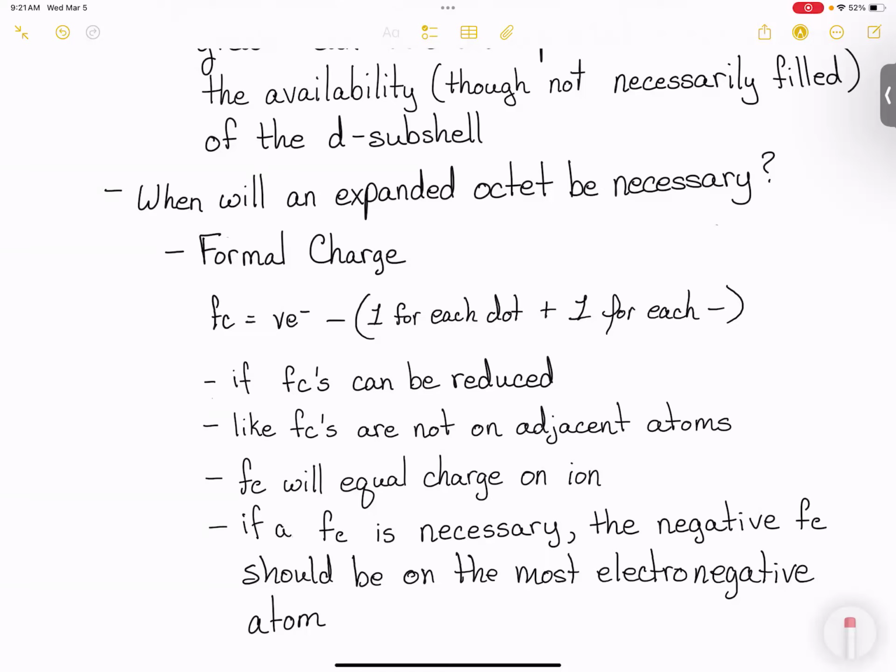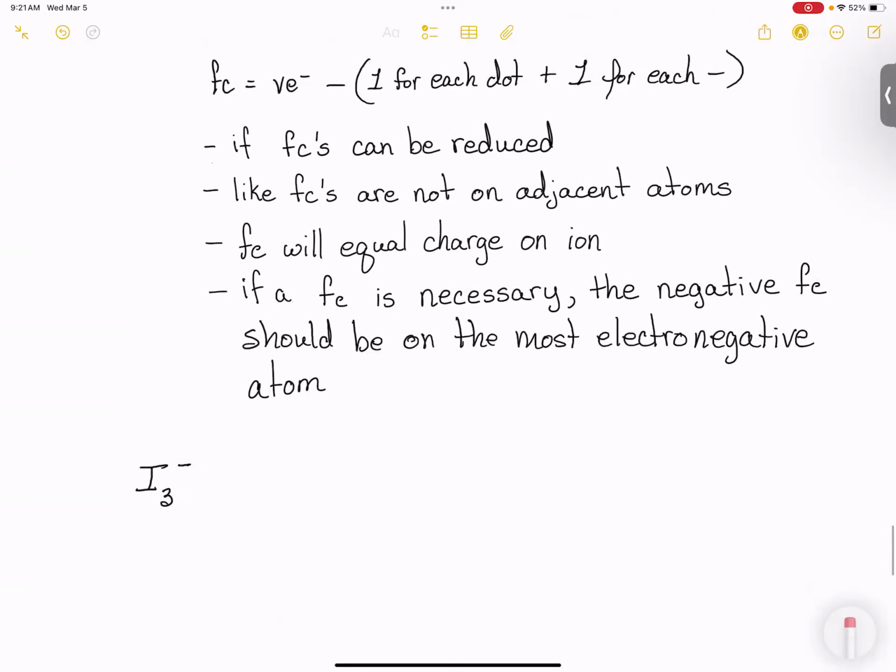I feel like this is going to be easiest if we actually do some examples. Basically, it's impossible to see it until you do some examples. So the first example I want to do is the triiodide ion.